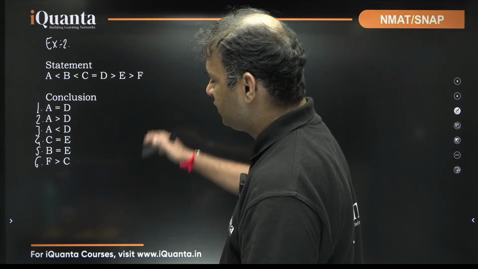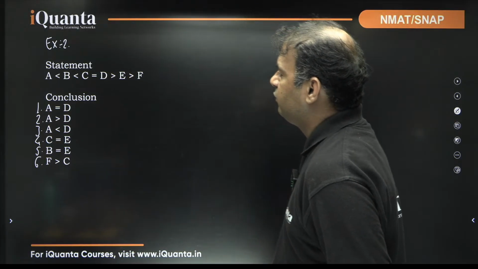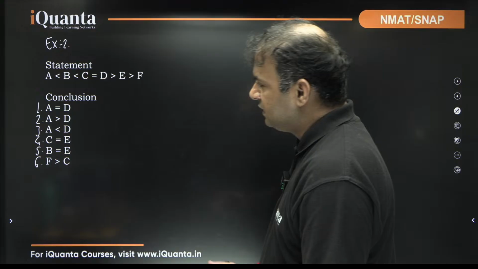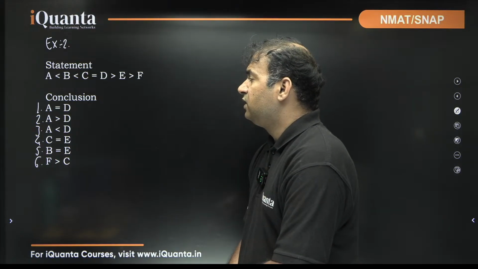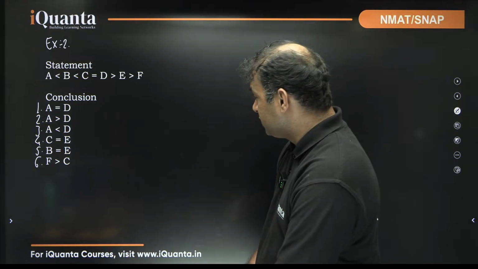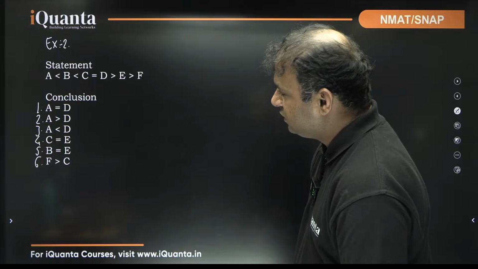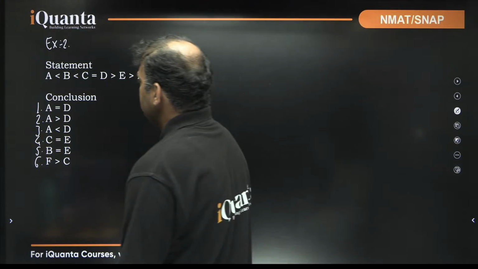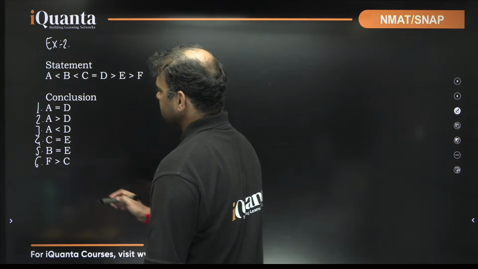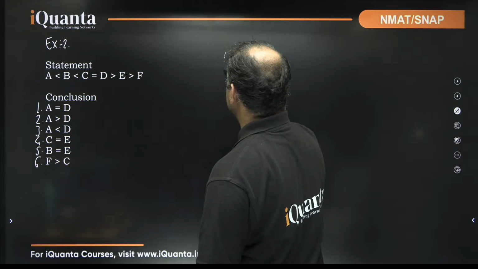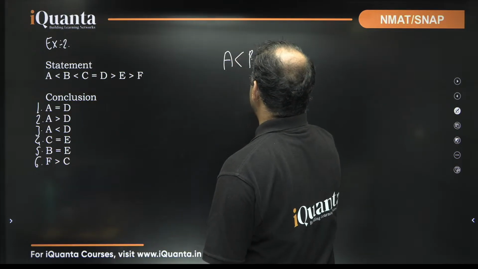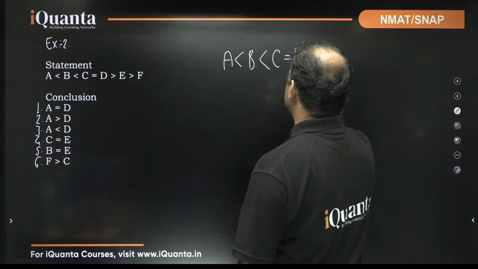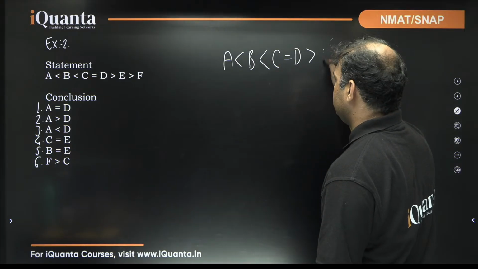They have given a statement and a few conclusions. Statement is what? That A is less than B, B is less than C, C equals to D, D greater than E, E greater than F. All right. The first conclusion is that A equals to D. So obviously this is not true, guys. Let's say the value of A for a while as 10. Okay, let me write this statement here once again. A less than B, B less than C, C equals to D, D greater than E, and E greater than F.